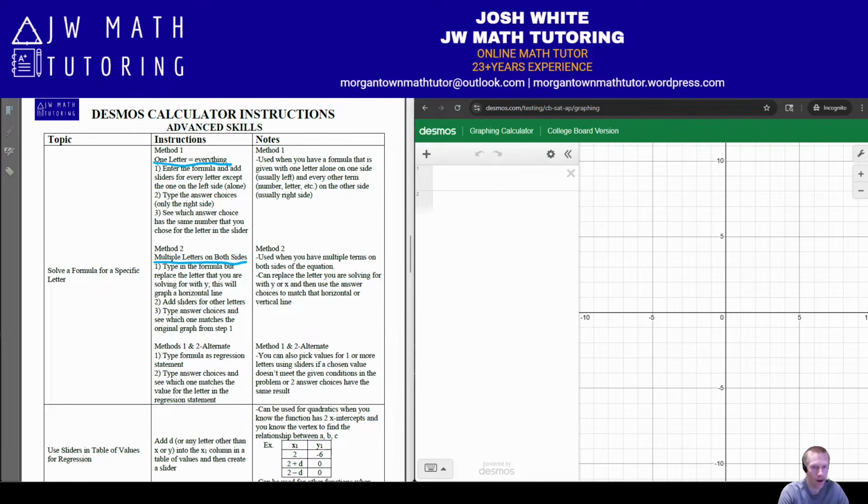One thing to keep in mind is that you can still pick values for individual letters if you want to. You can still add a slider for them. For some reason, there may be certain conditions that you have to meet in the problem. A specific letter has to be greater than something or less than something. Or if you have 2 answer choices that give you the same result and you need to redo it, then you can change one of the values of one of the letters from the regression statement.